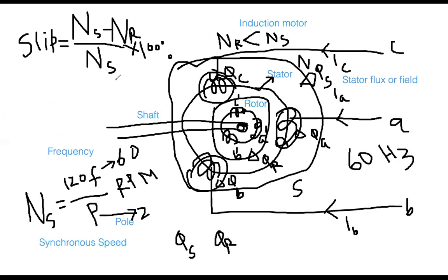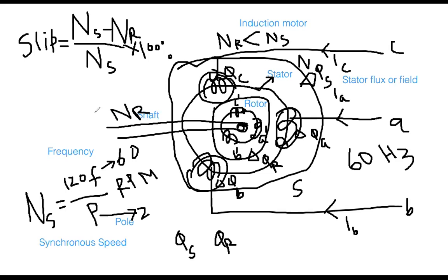So now think about ns equal to nr. What is the meaning of ns equal to nr? This means the magnetic field speed is equal to the shaft speed, this nr speed. If that is the case, what will happen? Because the shaft is rotating and the stator flux is rotating at the same speed, there will not be any voltage built up on the rotor.